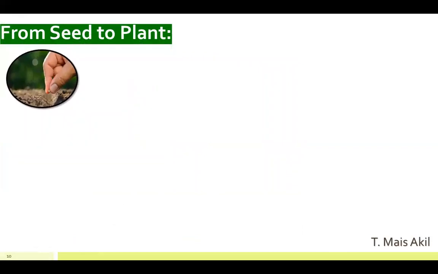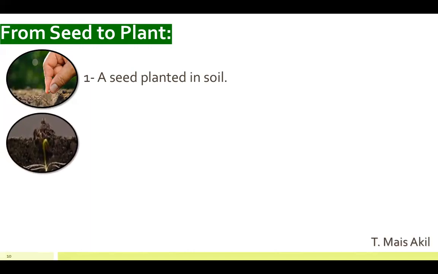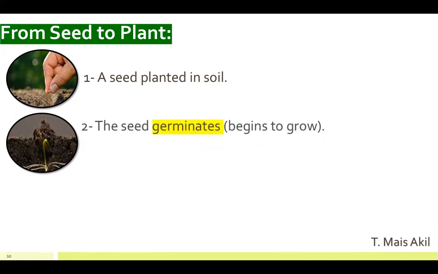Let's see now from seed to a plant. The first stage is that you have to plant the seed. A seed is planted in the soil. After the seed gets all its needs, it's going to grow, or we can say it germinates. How does it germinate? The first part that grows is the root. So the seed germinates. Germinates means begins to grow. It germinates by the roots starting to grow down into the soil.